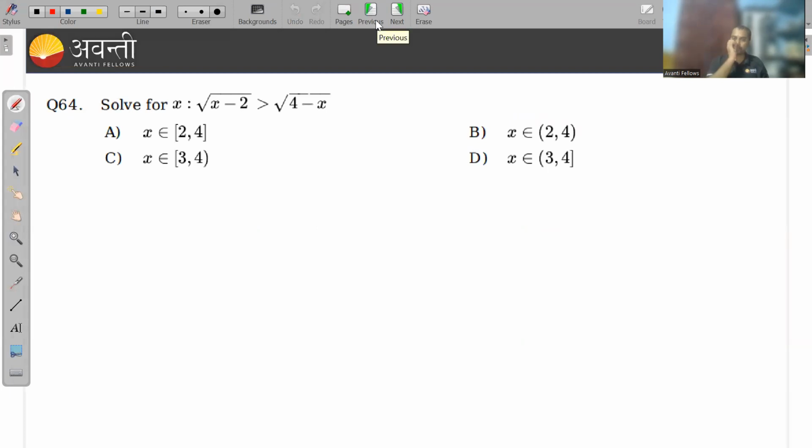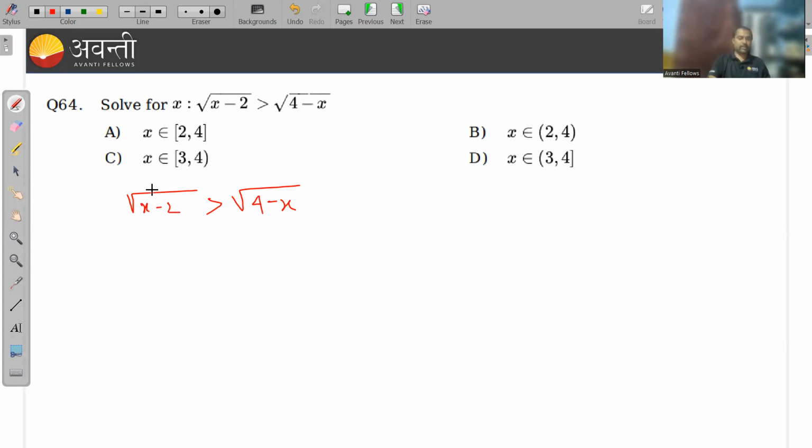Let's see the next question, that is solve x for this inequality. It's a very easy question, but you should know the rule to solve the inequality. Solve for x. It is given that root of x minus 2 is greater than root of 4 minus x, right? So how can we solve this?